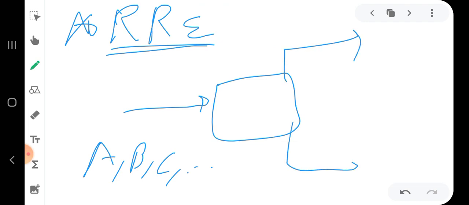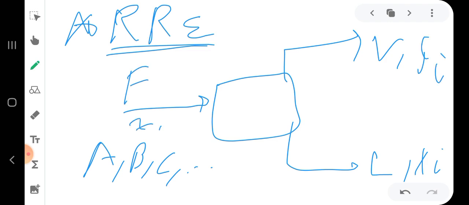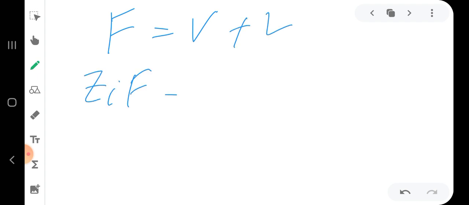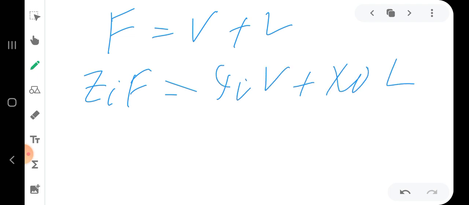Let's draw our schematic. This is the vapor, this is the liquid, this is the composition in the liquid, and this is the composition in the vapor. This is the feed, and this is the composition of the feed. Now let's write the overall material balance. F is equal to V plus L. The component material balance: ZiF is equal to YiV plus XiL.